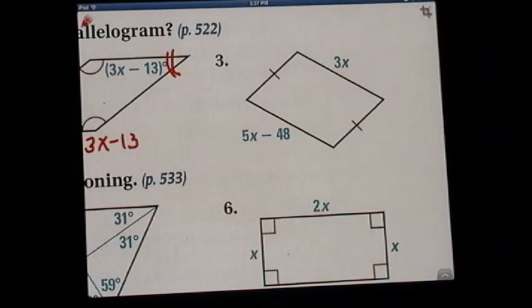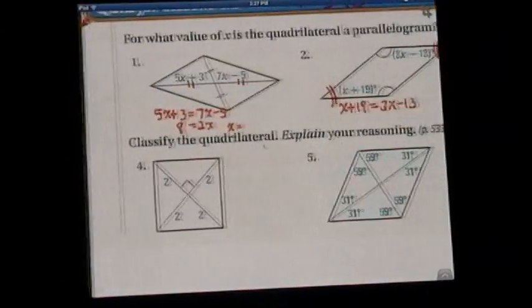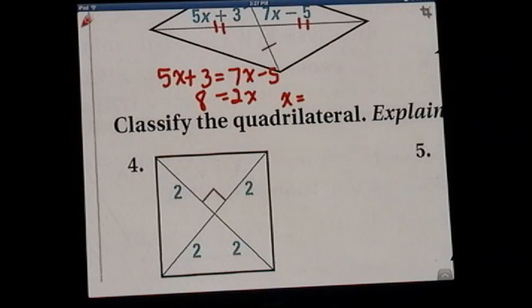Alright, if it's a parallelogram, opposite sides must be congruent. Make an equation and work it out. You can pause this at any time. Okay, this one says classify the quadrilateral and give your reasoning.